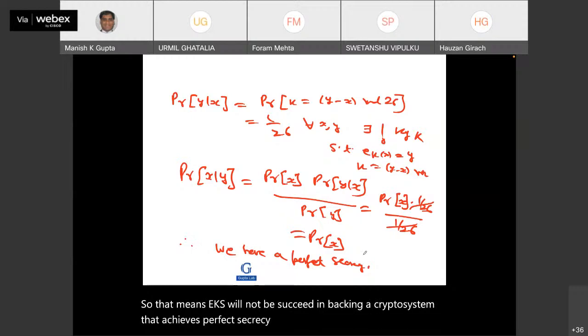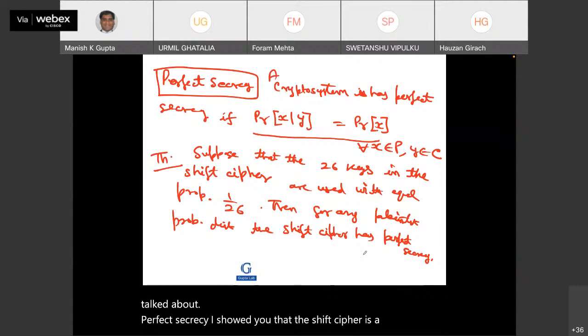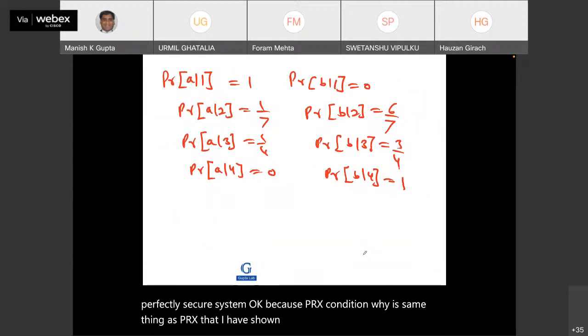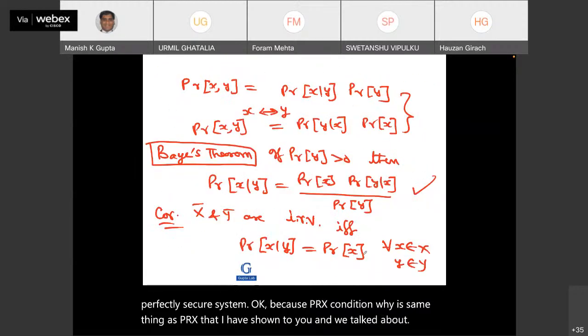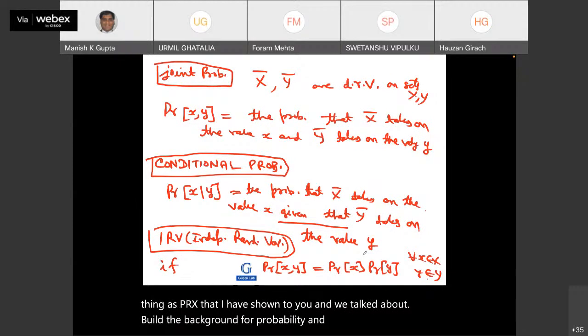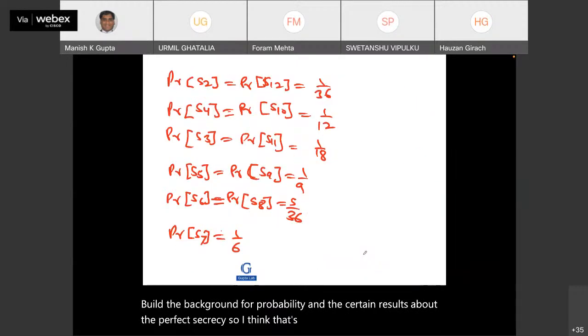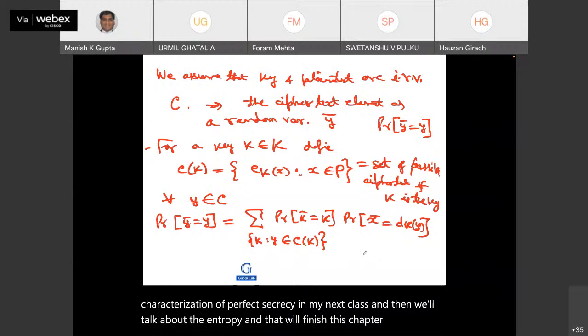I think that's all for today. So we talked about perfect secrecy. I showed you that the shift cipher is a perfectly secure system, because the probability of x conditioned on y is the same thing as the probability of x, which I have shown you. And we built a background in probability and certain results about perfect secrecy. I will talk about one characterization of perfect secrecy in my next class, and then we'll talk about entropy, and that will finish this chapter, also the second chapter.